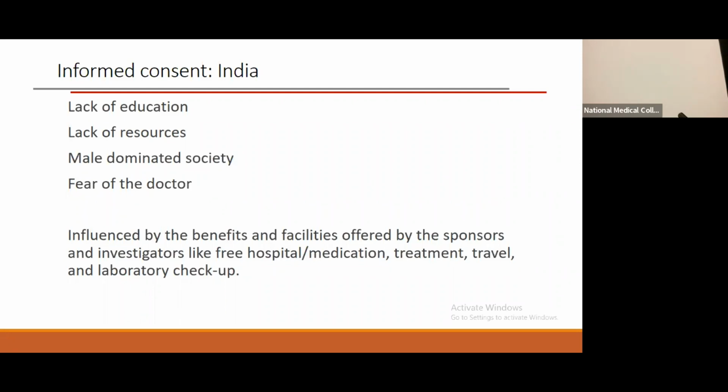Then it's a male-dominated society. Like in my OPD, every day it happens. You ask the patient, how's your pain? The husband is saying, the pain is this much. So I am amazed. I say, how do you feel pain? Well, with ladies having rheumatoid arthritis, how do you feel pain? But that is how our society is. So most of the decisions are made by males. And fear of the doctor, as I told you. And some of the people get influenced because they will get free therapy. And some physicians also tell patients that if you enroll in this study, you will get free treatment, which is actually wrong, which is not right.